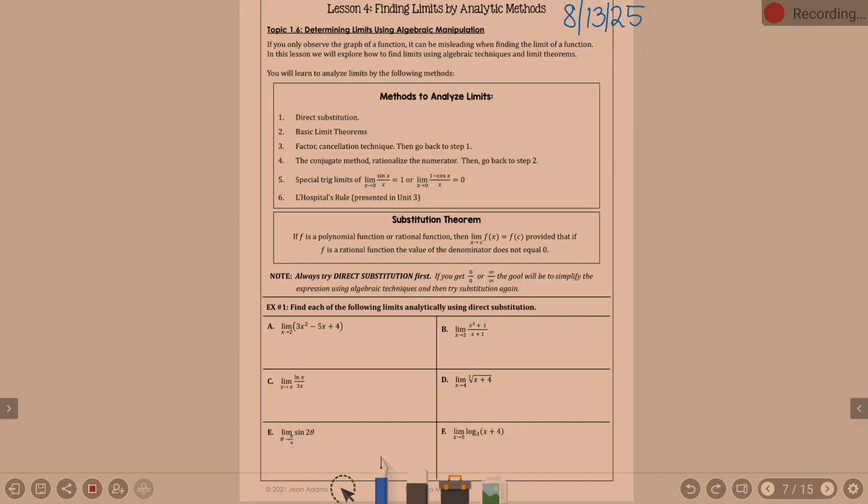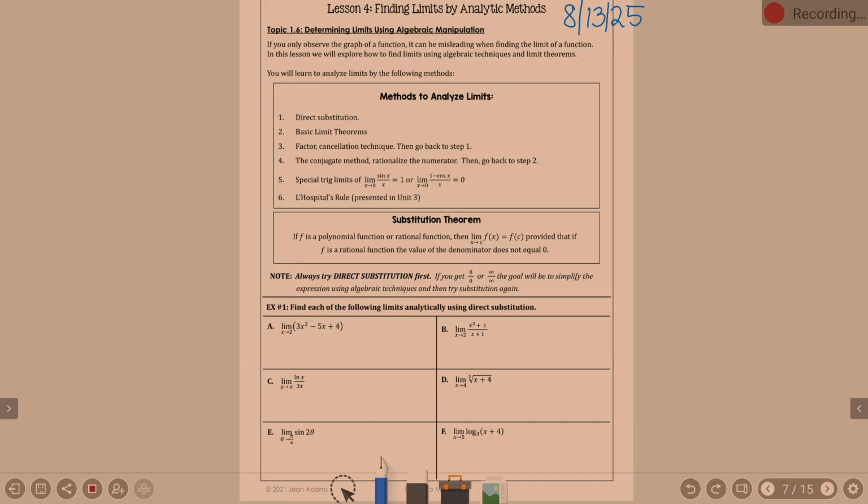We're going to talk about direct substitution. We've already done that a little bit. That's just when x approaches 1, you plug 1 into your limit. We have some basic limit theorems we're going to talk about. I've already talked about 3 a little bit. Factor/cancellation technique, being able to factor and cancel something. I've already hinted at that some.